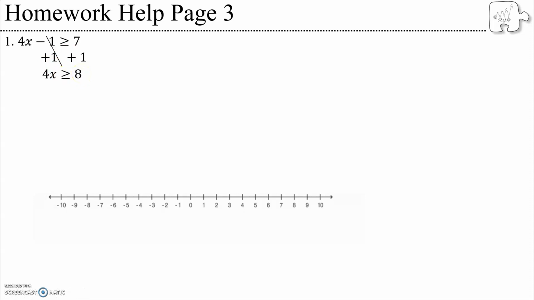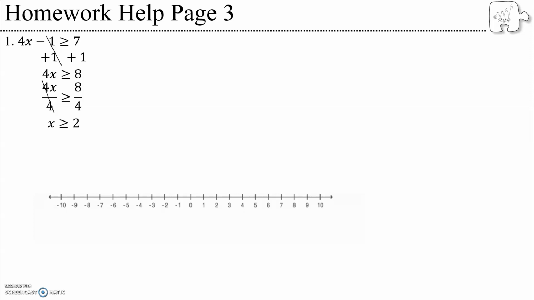Now we divide both sides by 4. We're dividing both sides by a positive, so the inequality stays the same. The 4's cancel out, and we get x is greater than or equal to 2.